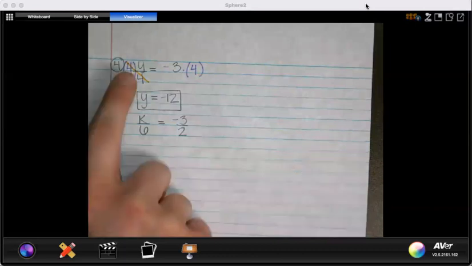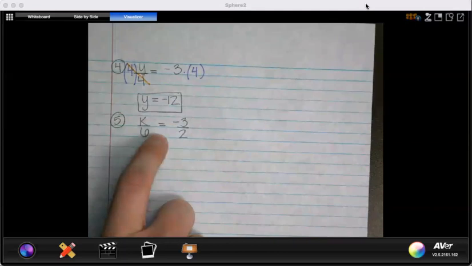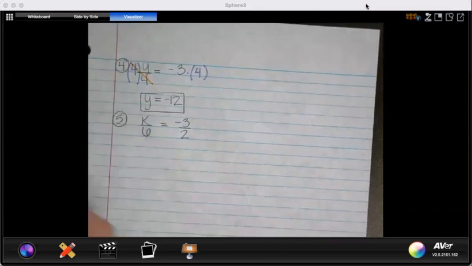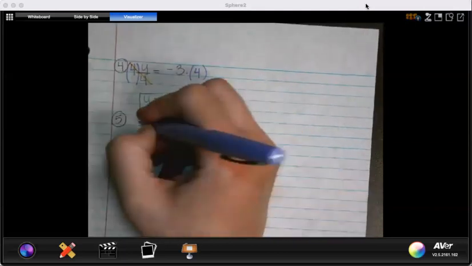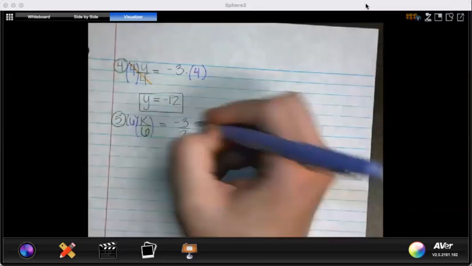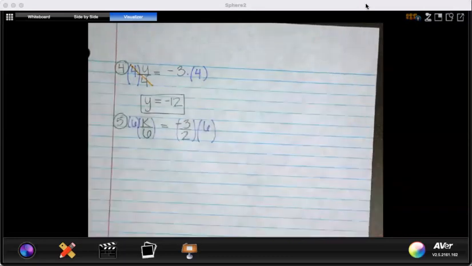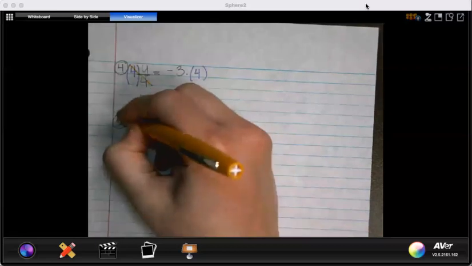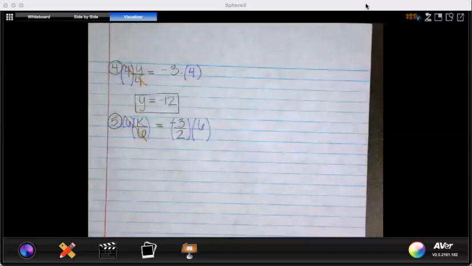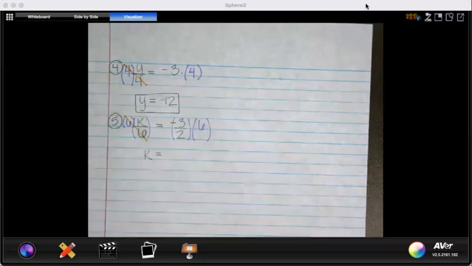So much like the last one, in order to get the variable by itself, we want to get rid of that denominator. And because we're dividing by 6, we now want to multiply by 6. I'm going to multiply both sides by 6. On the left side, that creates that 1 value. And we're left with k by itself.